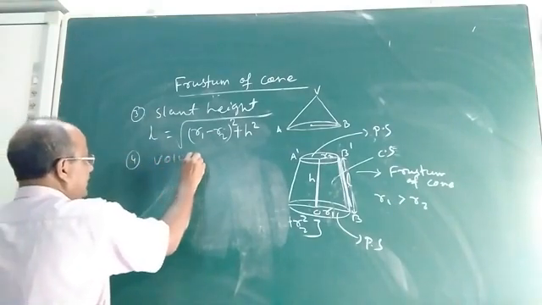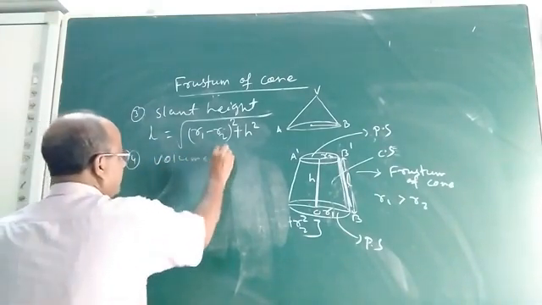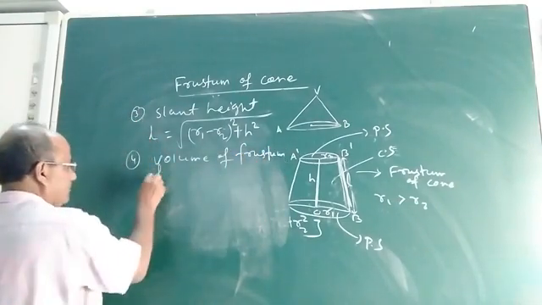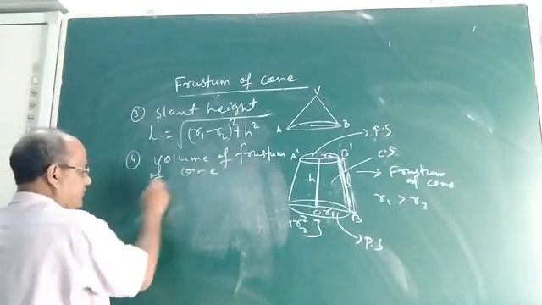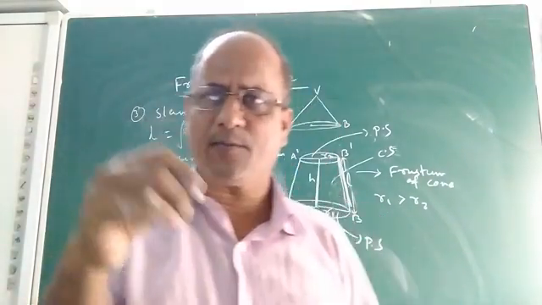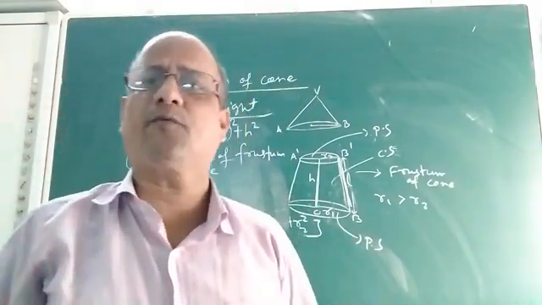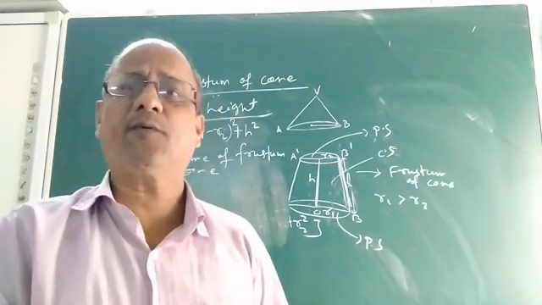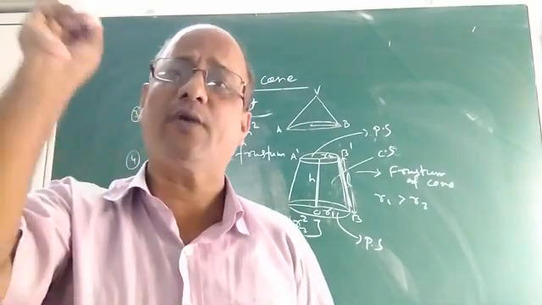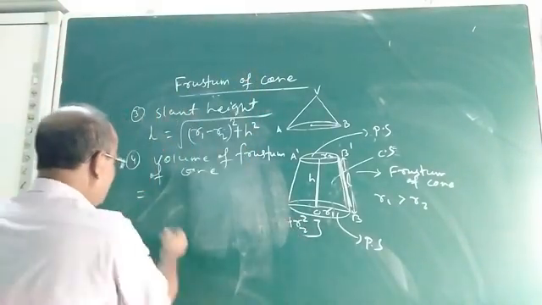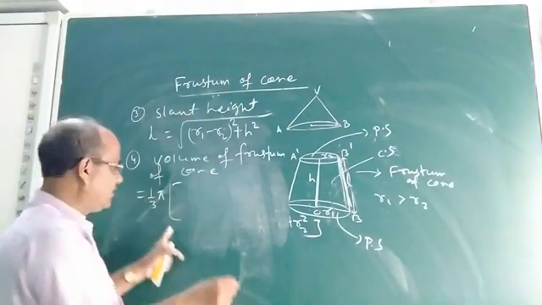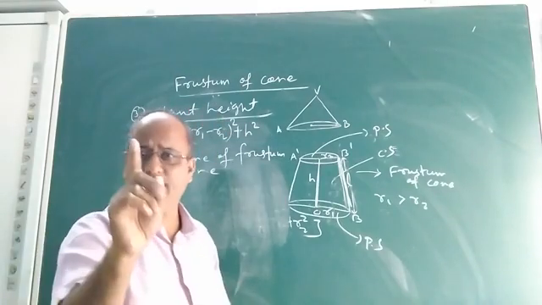Yes. How to find volume? Volume of frustum of cone. Okay. In order to find what is the formula for volume of frustum of cone, let us go back to the volume of cone only. If I ask you what is the formula for volume of cone, you can easily answer instantly. It is 1 by 3 pi r square h. But in this case, it will not be r square h, because in case of cone, only one radius was there.